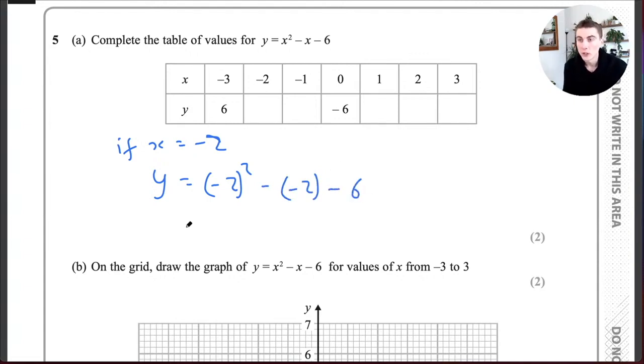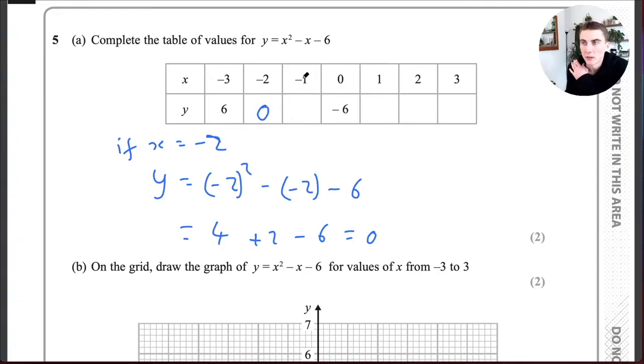Yeah. So then I go back through that. Minus 2 squared is positive 4, because if you multiply a negative number by another negative number, it gives you positive. So that's 4. Here we're going to take away negative 2. If you take away a negative number, it becomes a plus. So we're going to add 2. And then we're still going to take away the 6. And if you do that, 4 add 2 is 6, take away 6 is 0. So that overall gives us 0. So we pop 0 here.